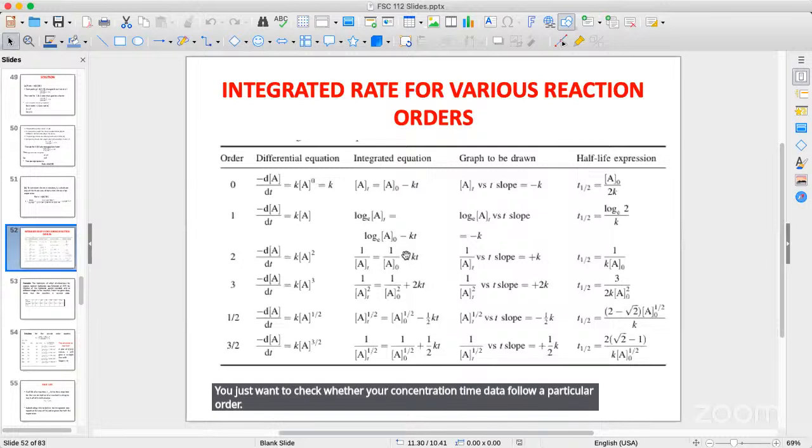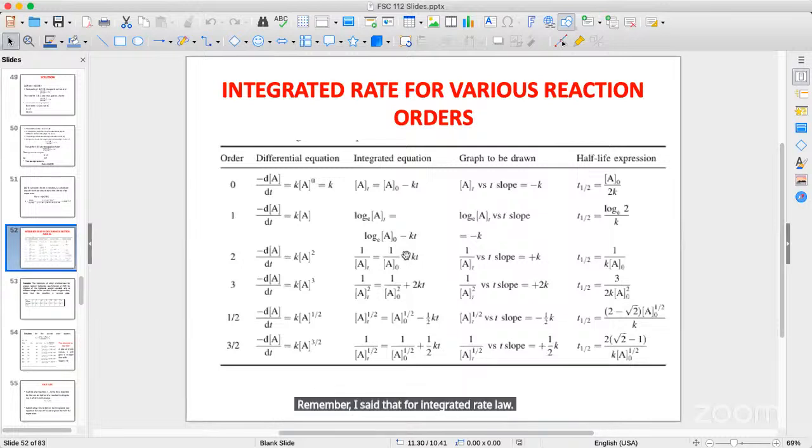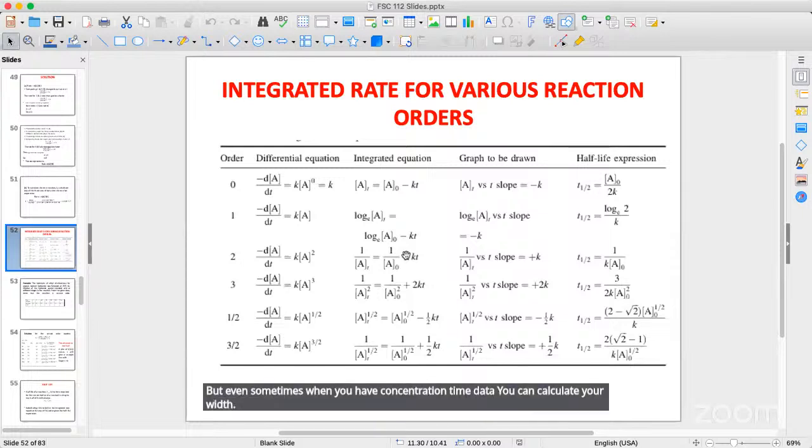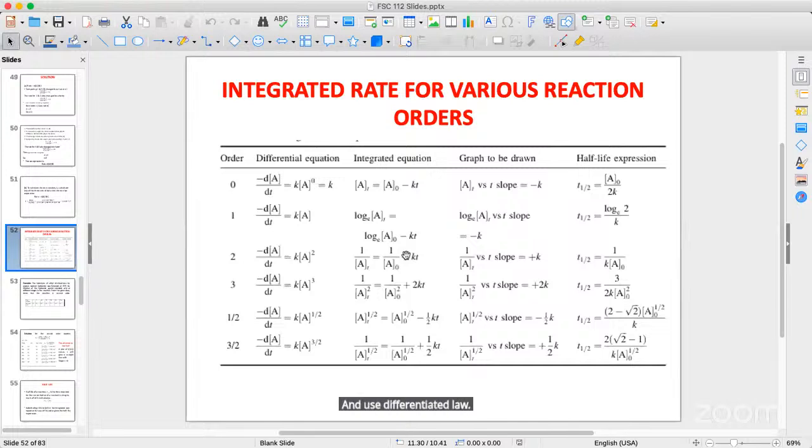Remember, I said that for integrated rate law, you need concentration time data, while for differential rate law, you need concentration rate data. But even sometimes when you have concentration time data, you can calculate your rate and use differential rate law. But we're not trying to do that here. At this level, when you see concentration time data, concentration rate data, you should follow what I said accordingly.